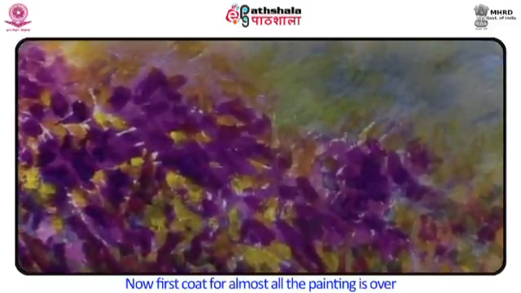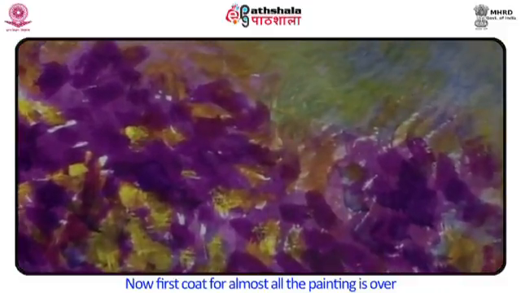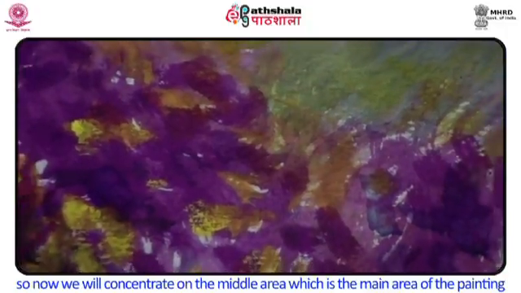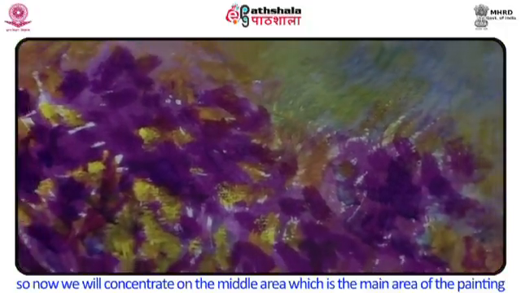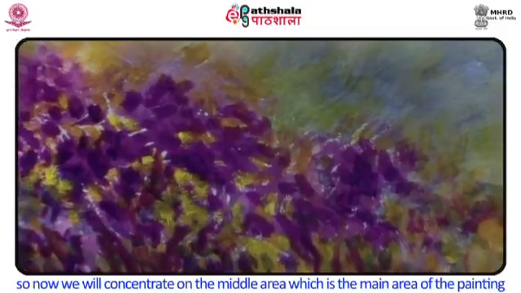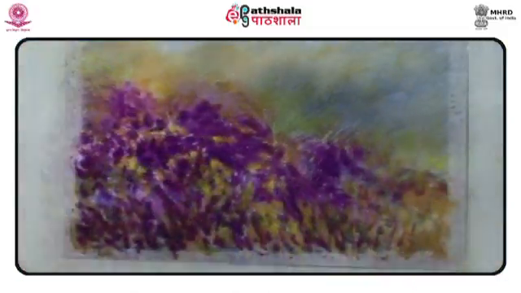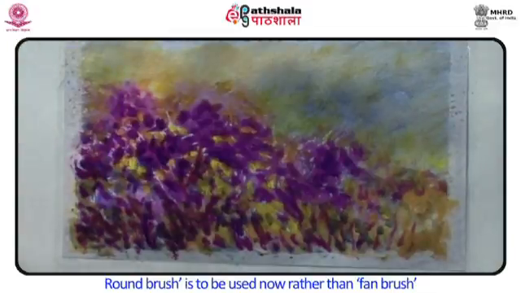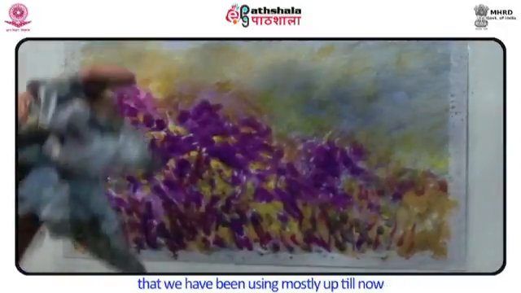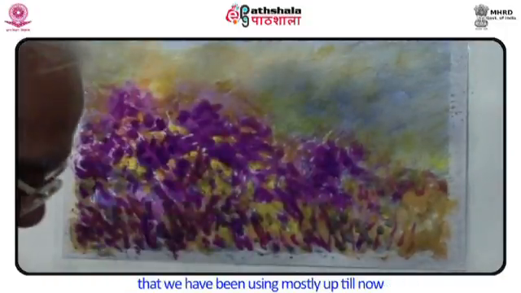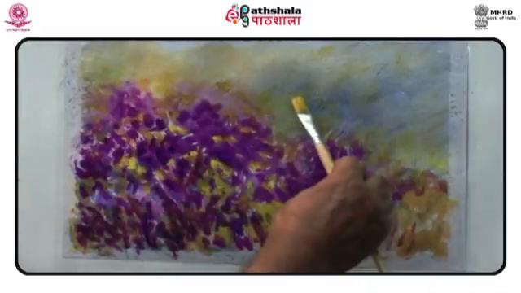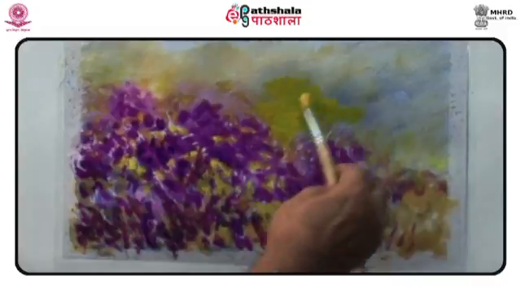Now the first coat for almost all the painting is over. So now we will concentrate on the middle area, which is the main area of the painting. A round brush is to be used now rather than the fan brush that we have been using mostly up till now. Yellow ochre patches are almost done.